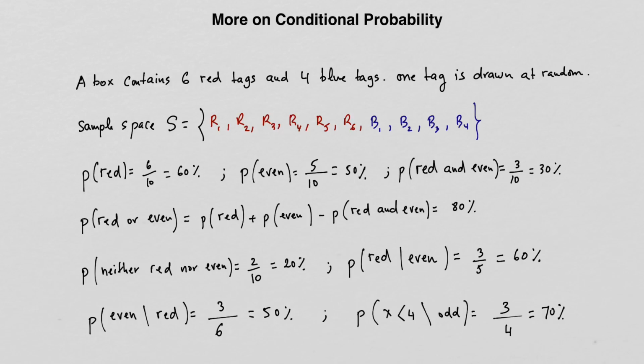So now I put a little notation for you. What's the probability of picking X? What does X mean? It means one random tag. It doesn't matter what color it is. The probability of picking a tag whose digit is less than 4, whose value is less than 4, given that it is odd. So out of the odd ones, how many of them are less than 4? See how I do it? Out of the odd ones, how many are less than 4? Out of the even, how many of them are red? Out of the red, how many of them are even? This is how you handle the conditional probability.